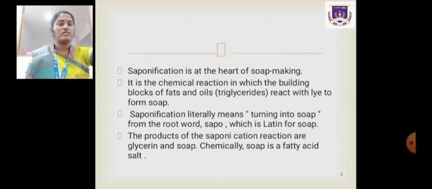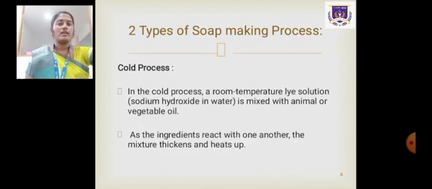Saponification literally means turning into soap, from the root word, which is from the Latin. The saponification reaction produces glycerin and soap. Chemically, soap is a fatty acid salt. And here are the two types of soap processing.